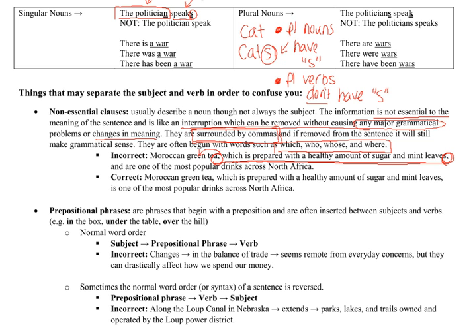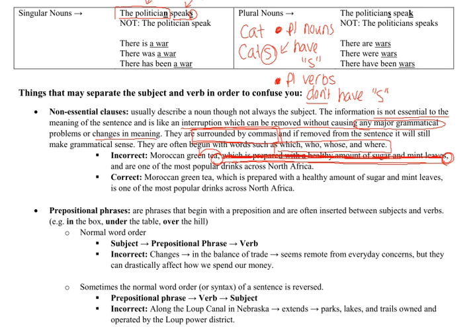What about Moroccan green tea, which is prepared with a healthy amount of sugar? So go ahead and cross this out. As soon as you've identified that what is between the commas is not essential to the meaning of the sentence, cross it out. And then look back at what's left.